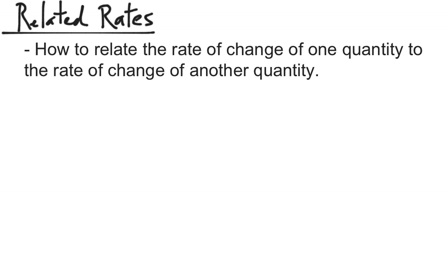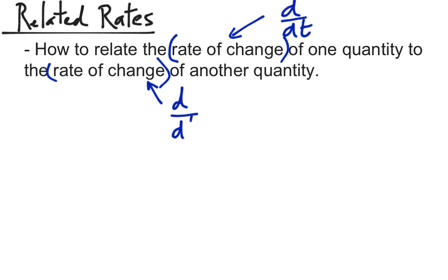Check it out. So we're going to learn how to relate the rate of change of one quantity to the rate of change of another quantity. Now, notice that I say rate of change and rate of change. A rate is sort of like a slope, and when I say slope, you think derivative. So really, these are going to be time derivatives because it's a rate of change with respect to usually time. 99% of the time it's going to be time.